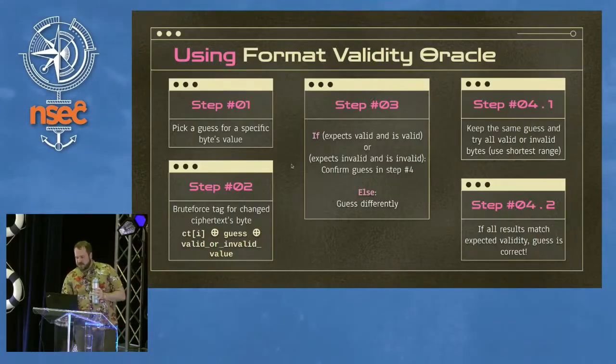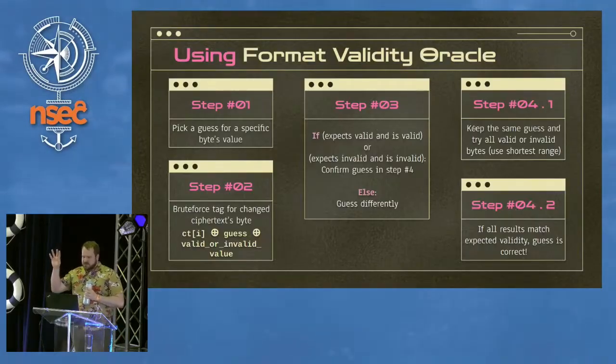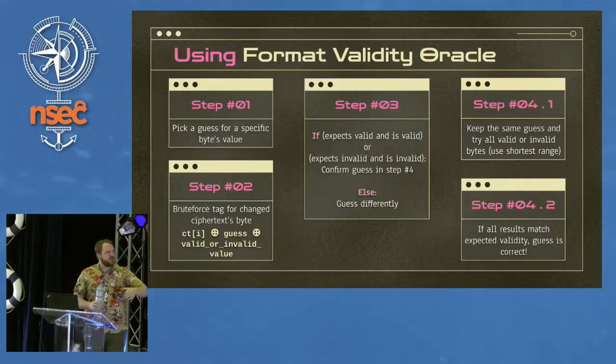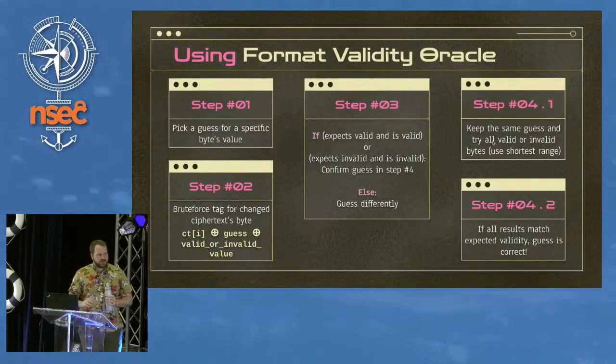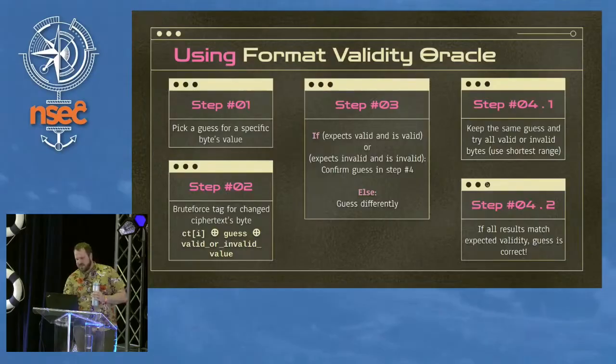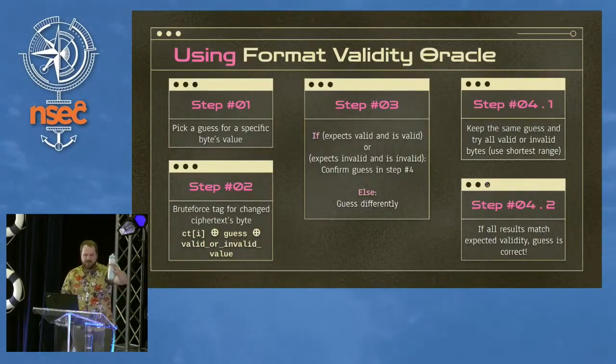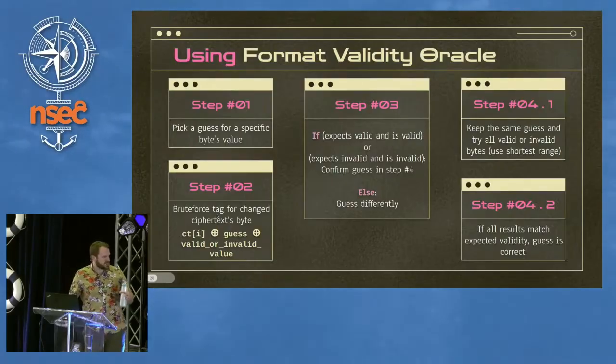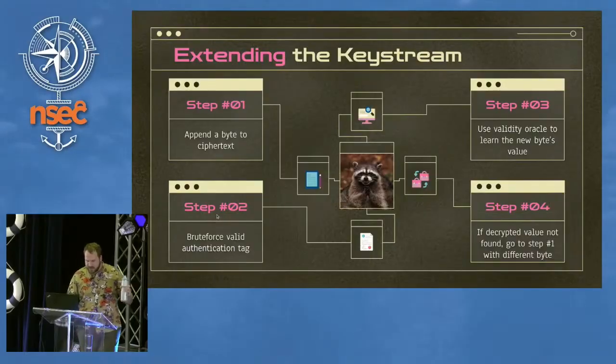So if it might be a good guess, you keep the same guess. And now the smaller range you have, you try them all. So you XOR by guess and then by the new valid or invalid byte. And if it's still valid, you're onto something. And then if all that range matches, it means your guess is correct. And so you've decrypted that byte. Now you go on. Notice that every time you flip the ciphertext with something, you need to brute force a tag. So it's 256 requests per attempt. We'll get to that again.